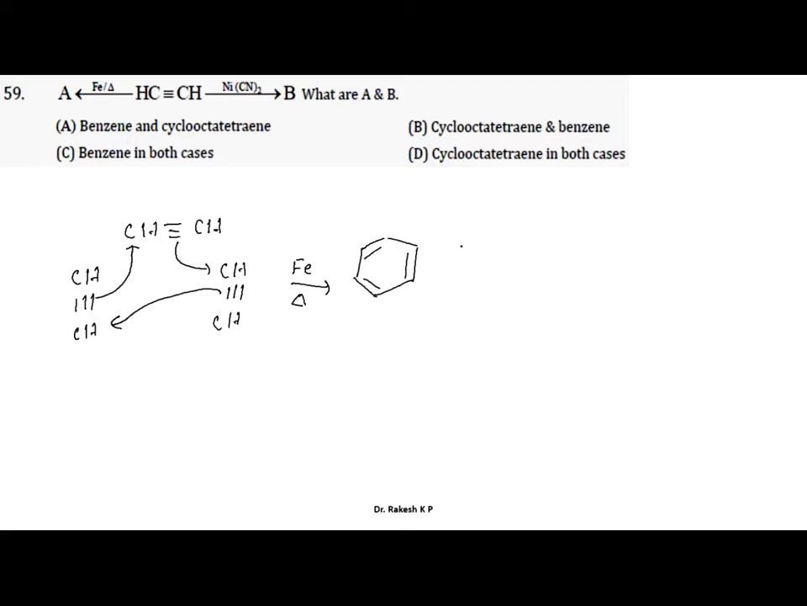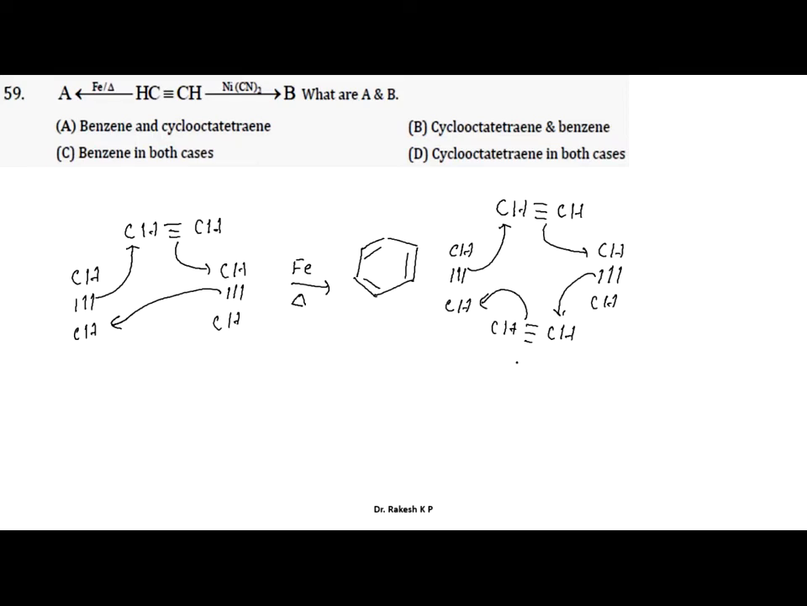See the next one here. In B, we have to identify the conditions given, that is nickel cyanide. Whenever it is treated with nickel cyanide, it involves 4 moles of acetylene, and they undergo cyclic polymerization, like this. This goes here and this comes here, and like this. Finally we are going to get like this.